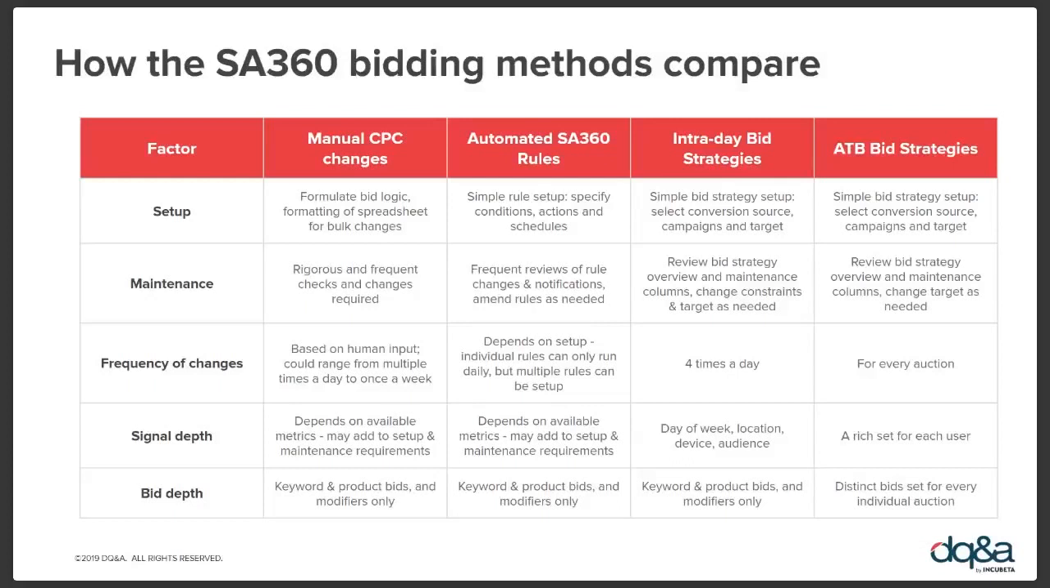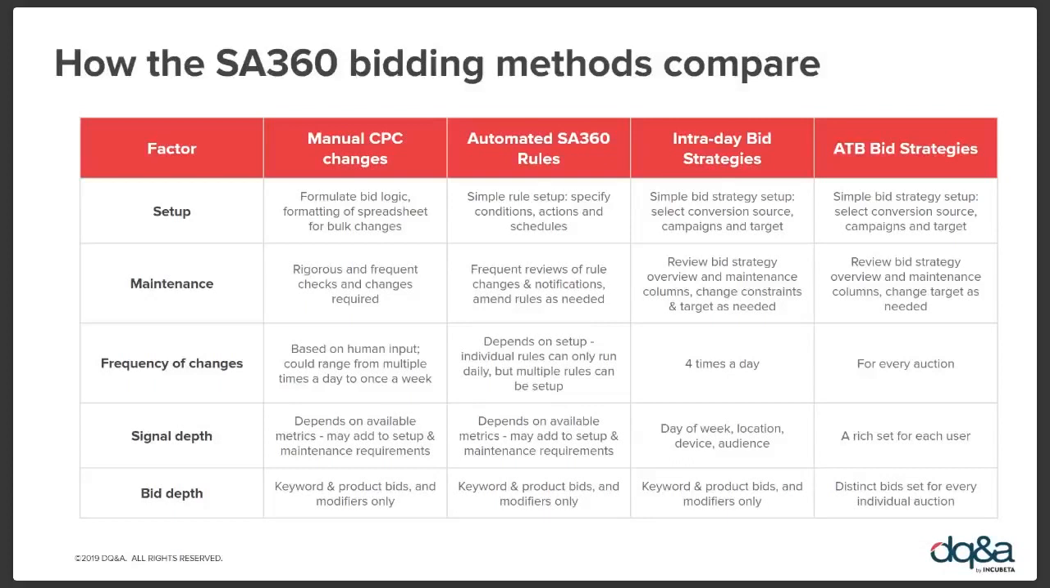Moving on to the third column, that's intraday bid strategies. These are simple to set up and maintain. Bid changes are made 4 times a day based on the signals we touched on earlier. And again, you can only change base bids and modifiers.